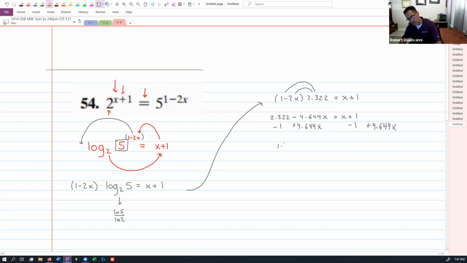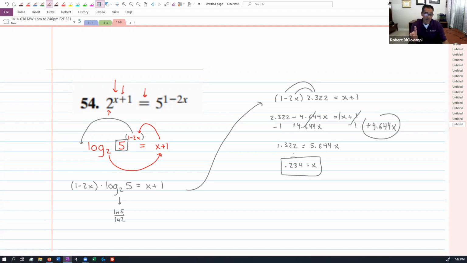So I get 1.322 equals, when we add this 1x to this, we should get 5.644x. And now I'll divide both sides by 5.644. So 1.322 divided by 5.644, and I get approximately 0.234 equals x. Same answer. Okay. So just a different way to do the problem. And I don't care which way you do it. Just go with what makes most sense to you.